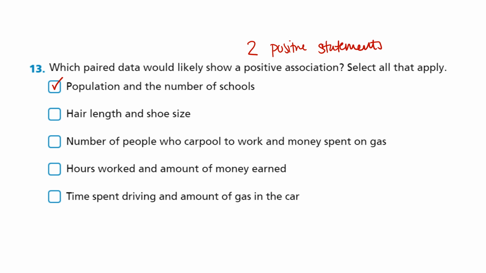Number 3, the number of people who carpool to work and the money spent on gas. Well, the more people who carpool to work, that means ride together, that would be less money spent on gas. So that would be a negative statement. Carpooling is positive, but gas would be negative. For number 4, the more hours worked equals the more money earned. That would be a positive statement. And the last one, the more time spent driving would be the less amount of gas in the car. So that would be a negative statement. So only 2 of those made a positive association.